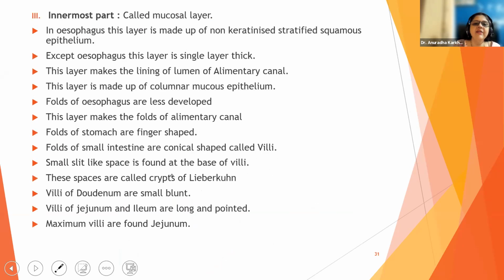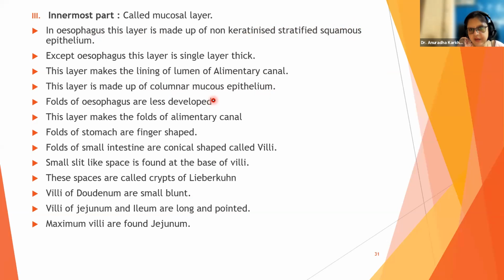This layer makes the lining of the lumen of the alimentary canal. This layer is made up of columnar mucous epithelium. Folds of esophagus are less developed. So in the esophagus it is stratified squamous, correct? And except the esophagus, how is it? Columnar mucosal epithelium, right? Folds of esophagus are less developed. This layer makes the folds of the alimentary canal.